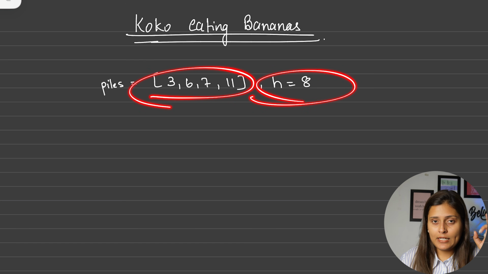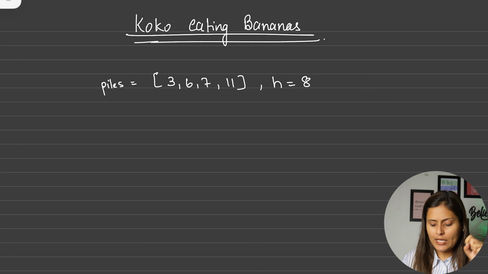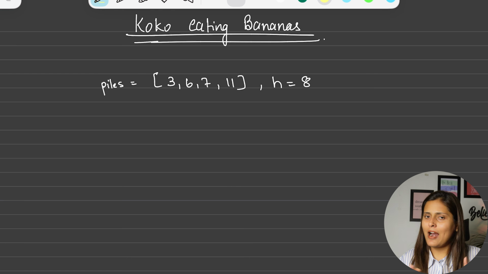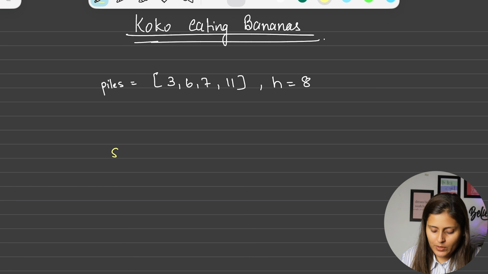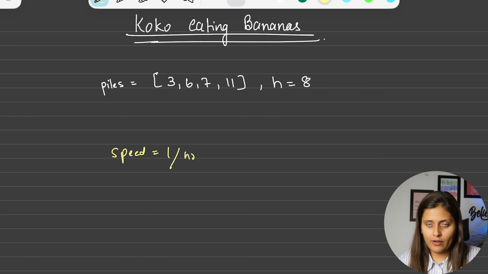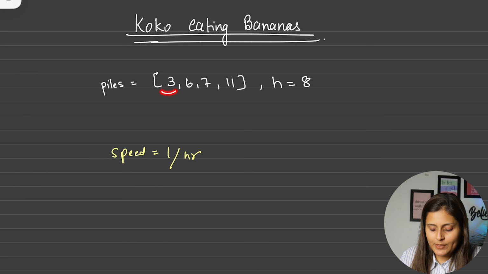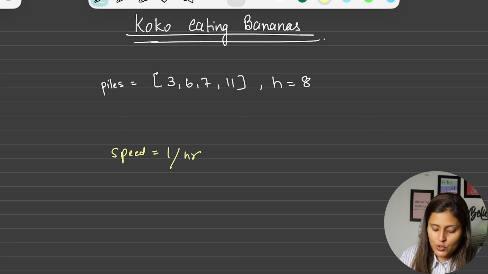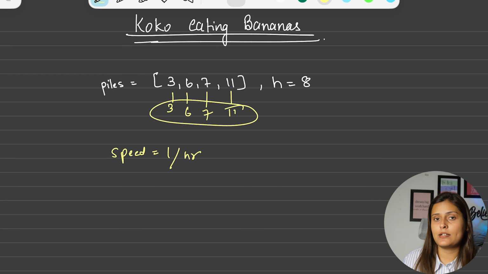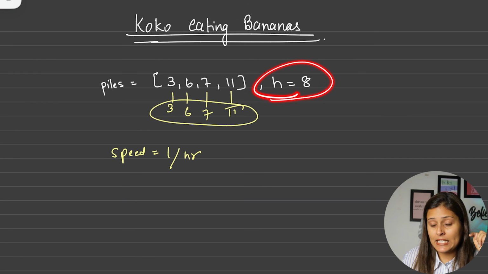If you have to tell me the minimum speed, how will you solve this? Definitely these are the bananas and you have to return the minimum speed. So you will start with a random speed. Let's suppose the speed is equal to 1. It means you can eat 1 banana per hour, okay. So if 3 bananas are there, how much time will you take? Definitely 3 hours, okay. So 3 hours for this, 6 hours for this, 7 hours for this, 11 hours for this. So in total you have taken 27 hours, and you have to finish the bananas in 8 hours.